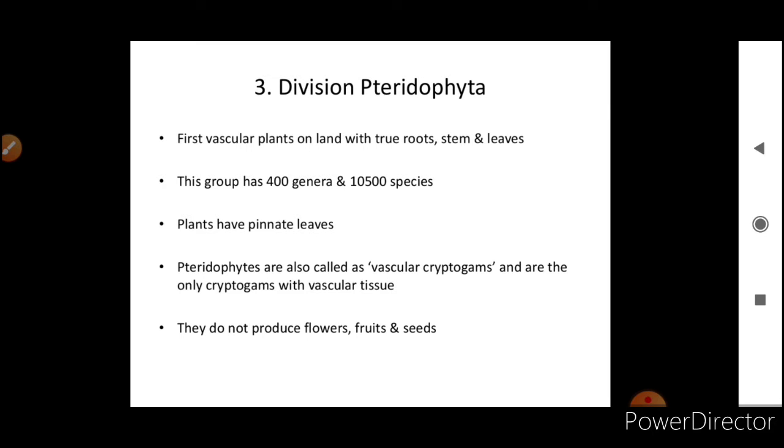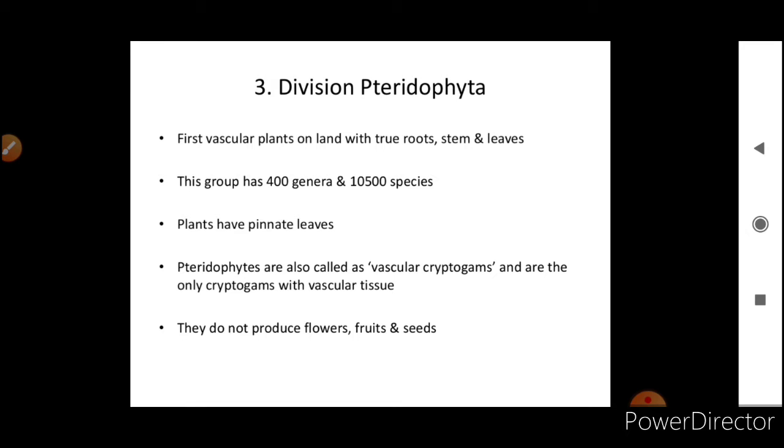The plants have pinnate leaves. Okay, this we'll study in the 5th chapter, that is morphology. We have two types of leaves, that is pinnate and palmate. Here the leaflets will be many and the leaf will be divided into small leaflets.